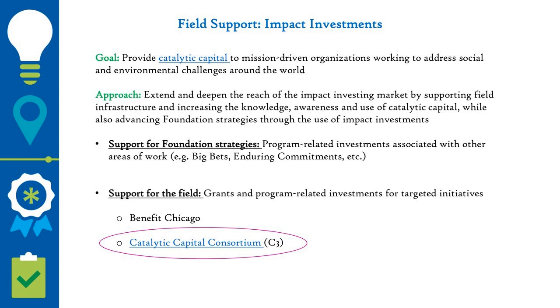So if, for instance, we have a strategy working on climate solutions, we're always asking the question, what are the resources that we have available to advance our strategy? Are they grants? Are they PRIs? Is it a combination of the 2? Then our second stream is around supporting the impact investing field overall. And we do that through a combination of grants and program-related investments around targeted initiatives.